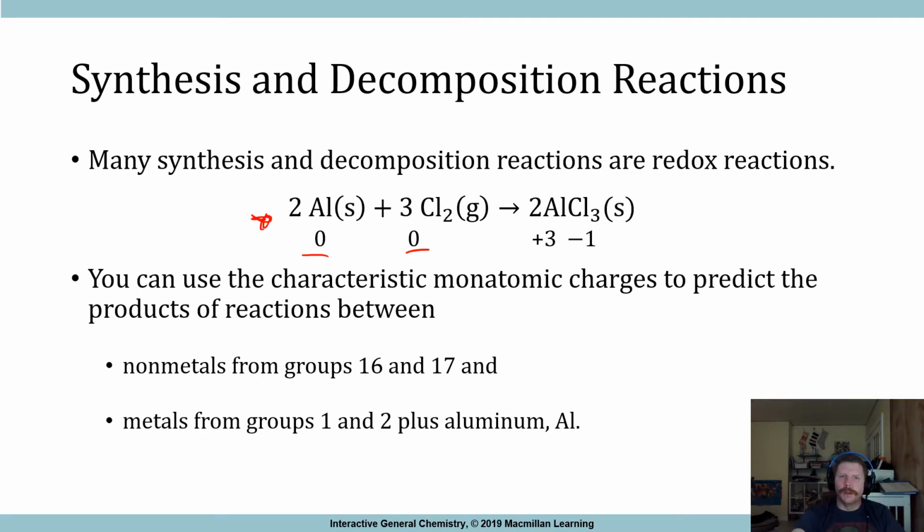Aluminum's in group 3. But if we had substituted something like sodium here, solid sodium plus Cl2 gas, we'd be able to produce NaCl.